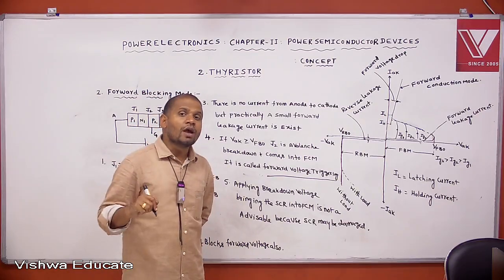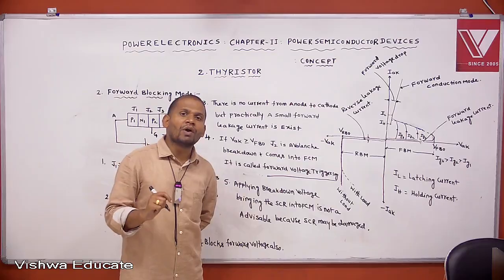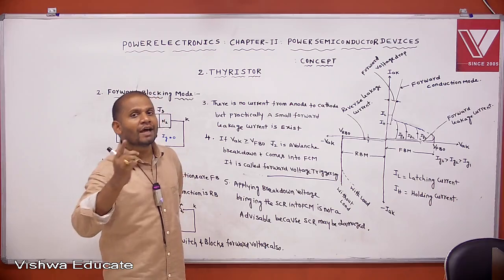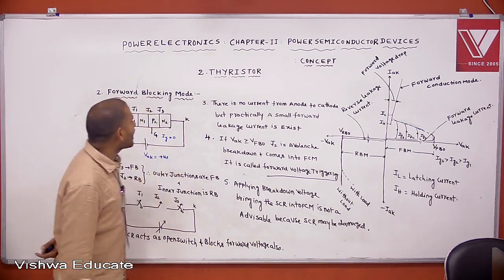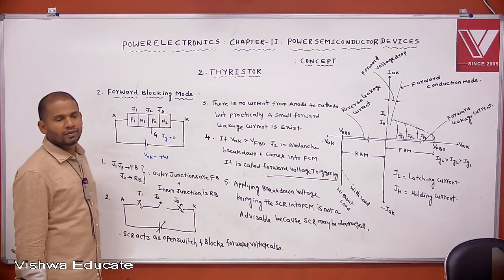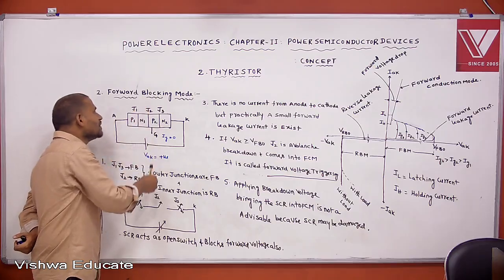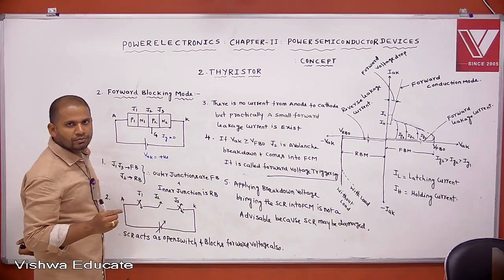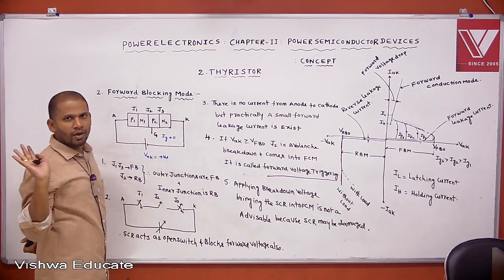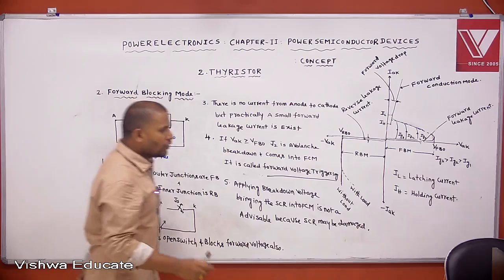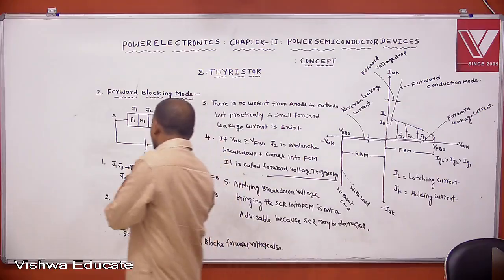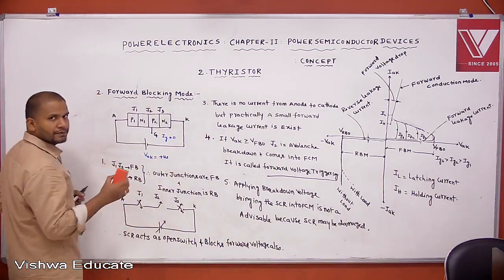Understood? Now we'll see how it is possible, without applying high forward voltages and only by connecting the gate supply, to bring the SCR into conduction mode. This is about the observations from the forward blocking mode. Clear? All these points you concentrate on in the forward blocking mode of operation. Now we go for another mode, the forward conduction mode of operation.